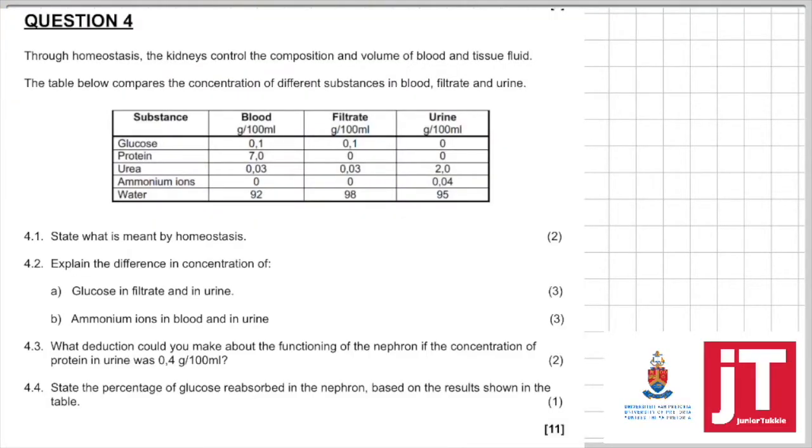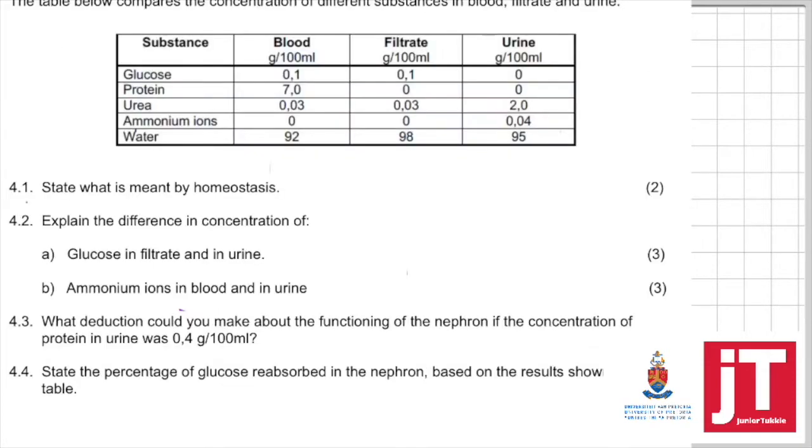This is the overview of the question. There's 4.1 to 4.4 and it's out of 11. Let's read the introduction. Through homeostasis, the kidneys control the composition and volume of blood and tissue fluid, and the table below compares the concentration of different substances in the blood, filtrate, and urine. First question, what is meant by homeostasis? This is a theory question.